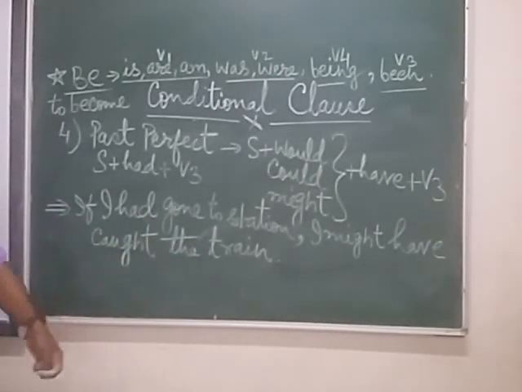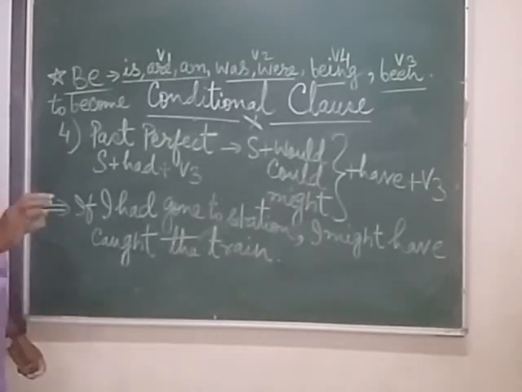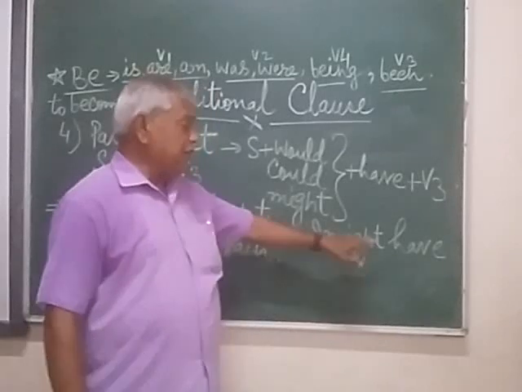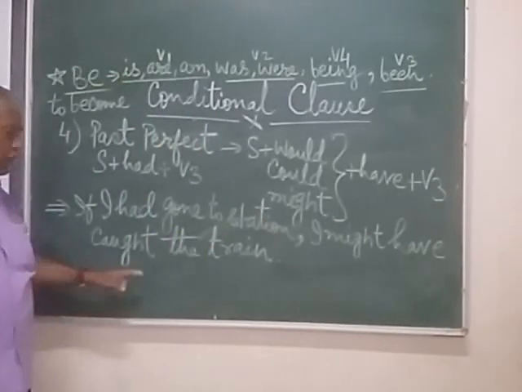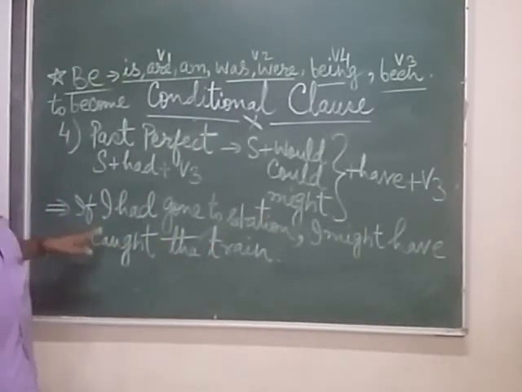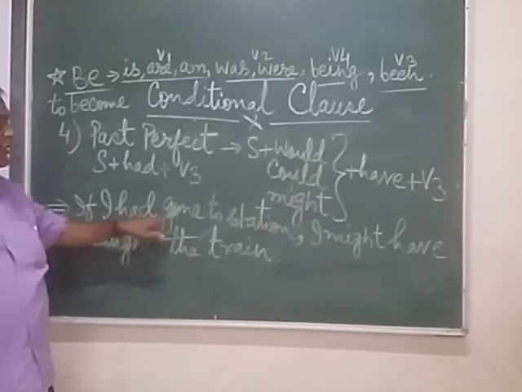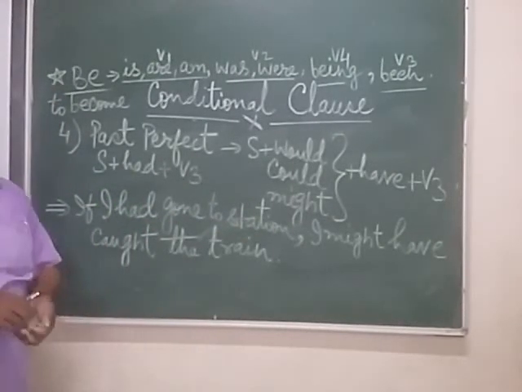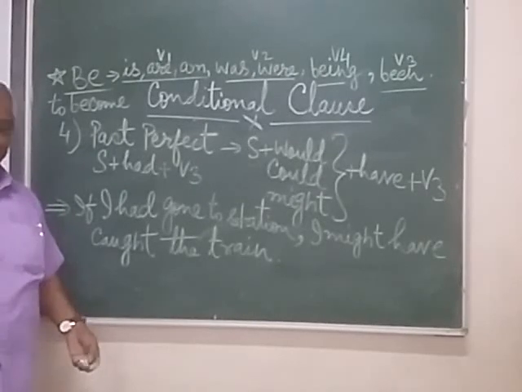The sentence can be written in reciprocal manner also. So you may start from here. I might have caught the train if I had gone to station. Likewise, that sentence also can be written.